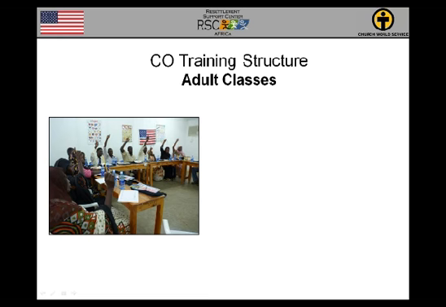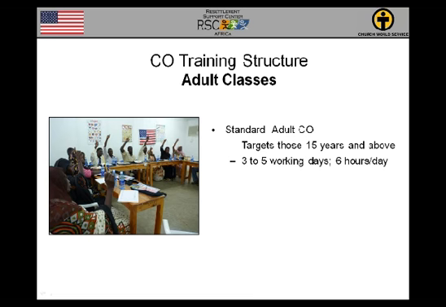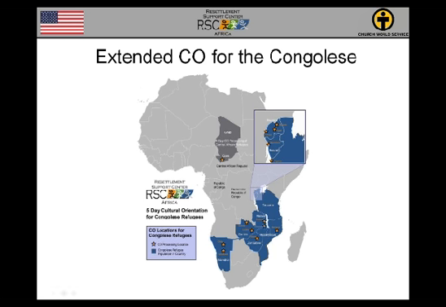In terms of our classes, we do a standard CO for adults, those 15 and above, and this is 3 to 5 working days depending on the location, for about 6 hours a day. Since May, we've begun consistently doing 5 days of CO for those locations with a high Congolese caseload, and that training is specifically geared towards the Congolese. This map shows those countries where we are doing the 5 days of CO. So it's primarily in the Great Lakes region and parts of Southern Africa.